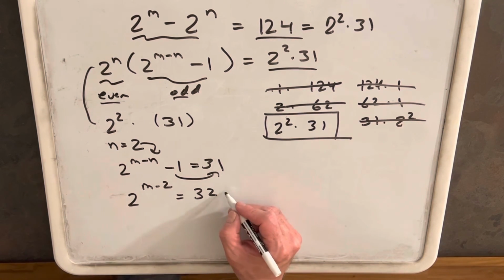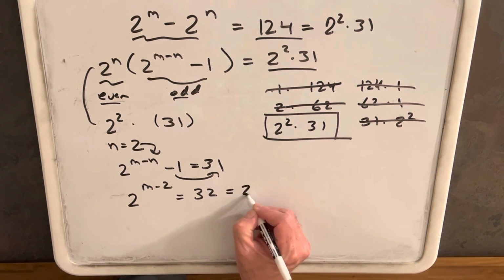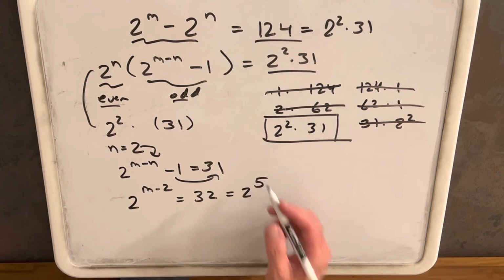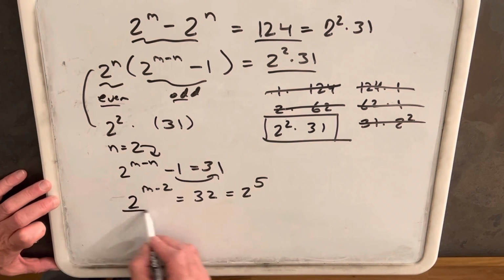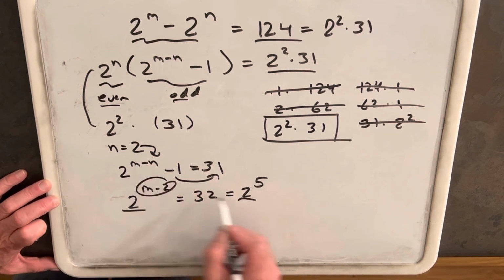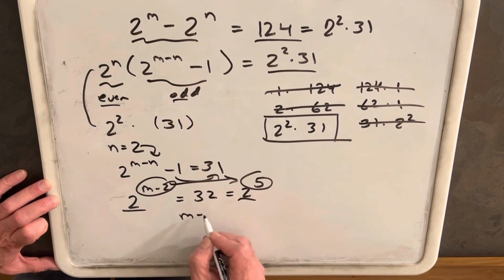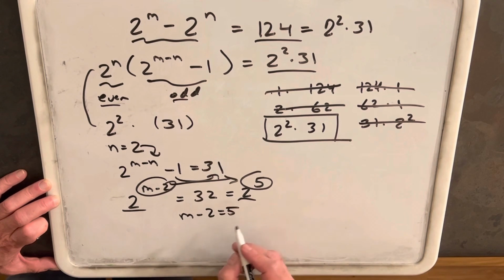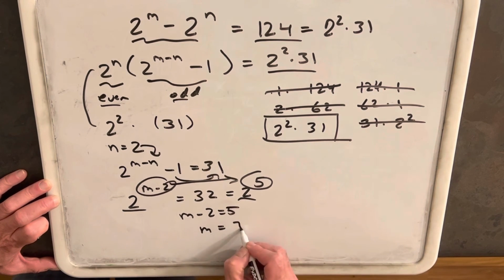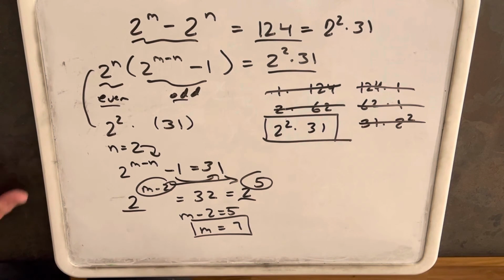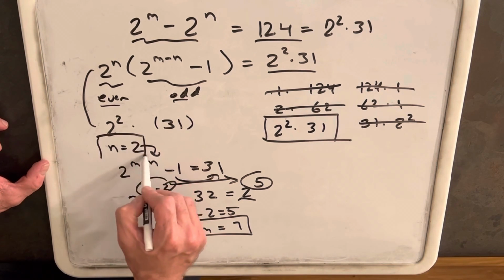As a power of 2, we can write 32 as 2 to the 5th. Now we have the same base, so we can equate the exponents. So m minus 2 equals 5, adding 2 to both sides, m equals 7. So that's it, we have m equals 7 and n equals 2.